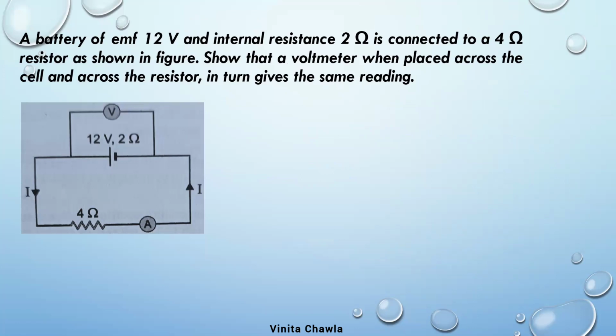Battery of EMF 12 volt, internal resistance 2 ohm. 4 ohm is the load resistance. E is given, small r is given, capital R is given. Show that a voltmeter, when placed across the cell and across the resistor in turn, gives the same reading. E is 12 volt, small r is 2 ohm, and capital R is 4 ohm. Yes?